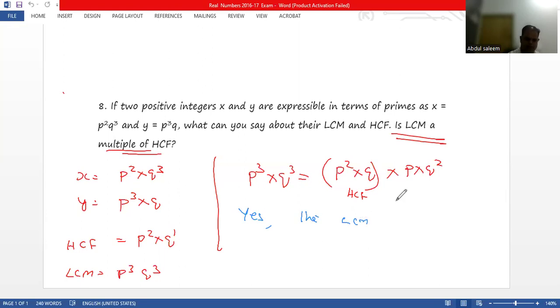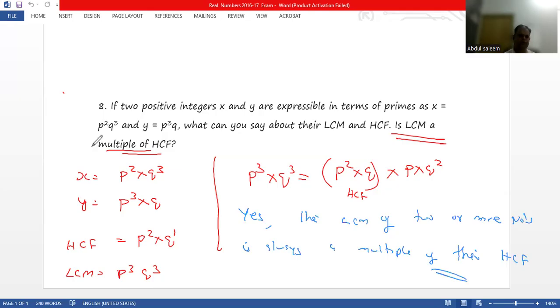The LCM of two or more numbers is always a multiple of their HCF. Okay, this is the answer for the 8th question.